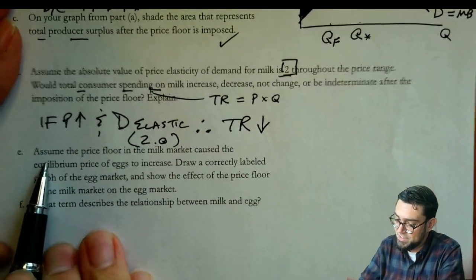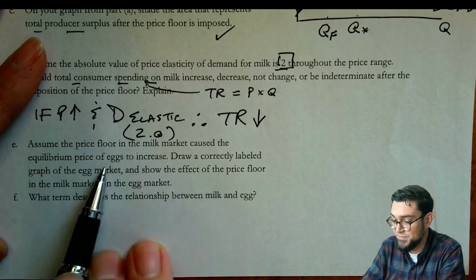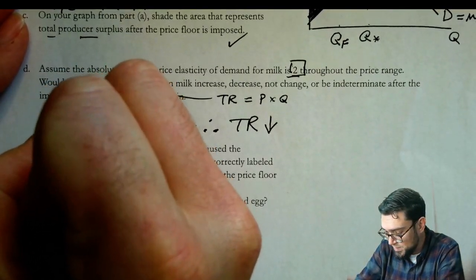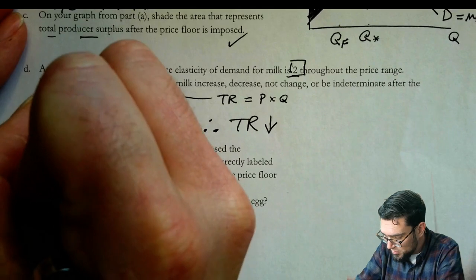Therefore, we can say if it's elastic and price is going up, total revenue has to be going down, right? They can't be going in the same direction. So, all right, now assume the price floor in the milk market caused the equilibrium price of eggs to increase, and it says that they are related goods. I should be clear, this is related. Egg and milk are related.